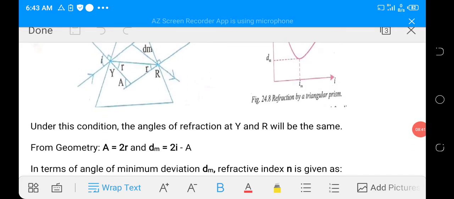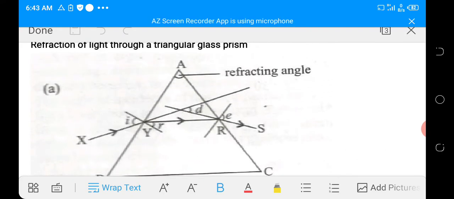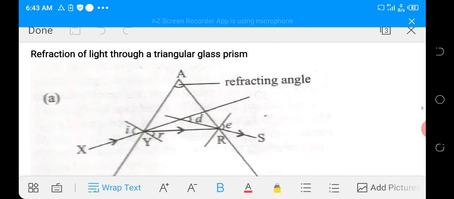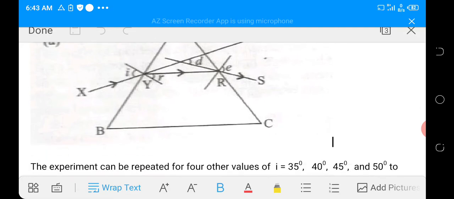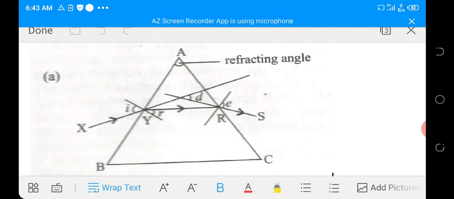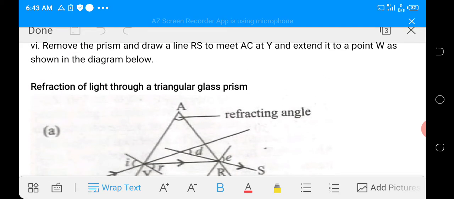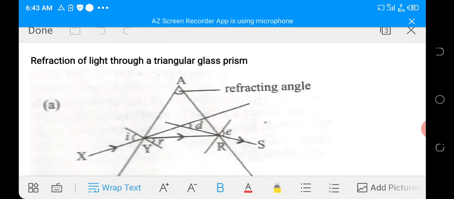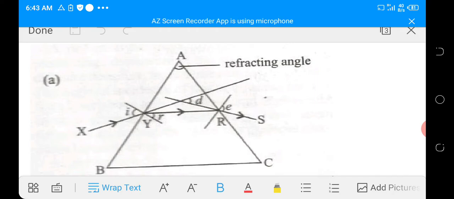So let us run over this again. The refraction in a triangular glass prism can be studied by using the following apparatus: a triangular glass prism, a meter rule, a ruler, a protractor, four optical pins, and drawing papers.